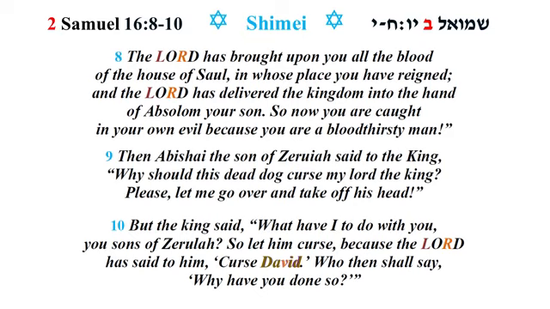Then Abishai, the son of Zeruiah, said to the king, why should this dead dog curse my lord the king? Please let me go over and take off his head. But the king said, What have I to do with you, you sons of Zeruiah? So let him curse, because the Lord has said to him, curse David. Who then shall say, why have you done so?